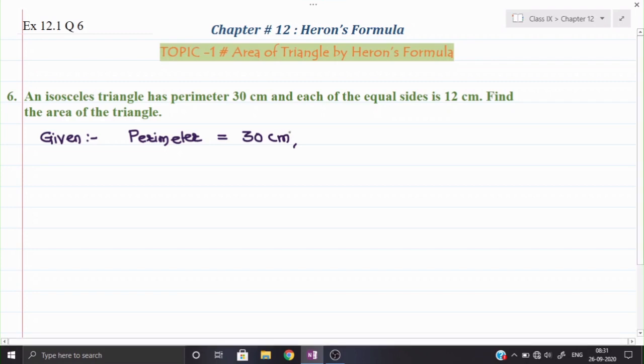So in notation, I suppose A and B are the equal sides. So A will be equal to 12 centimeter, comma B will also be equal to 12 centimeter.